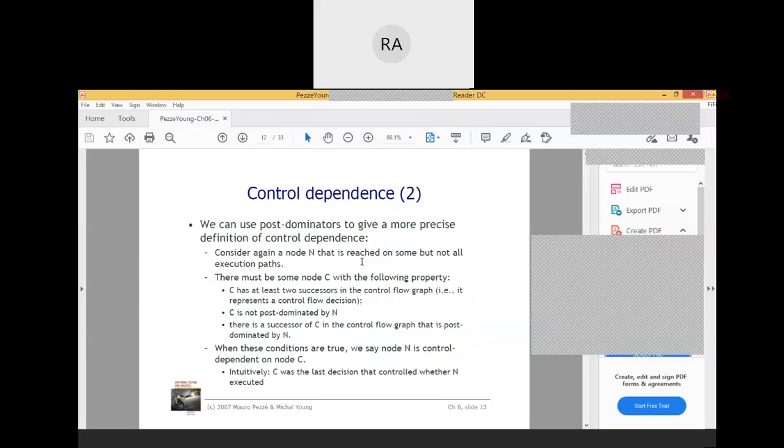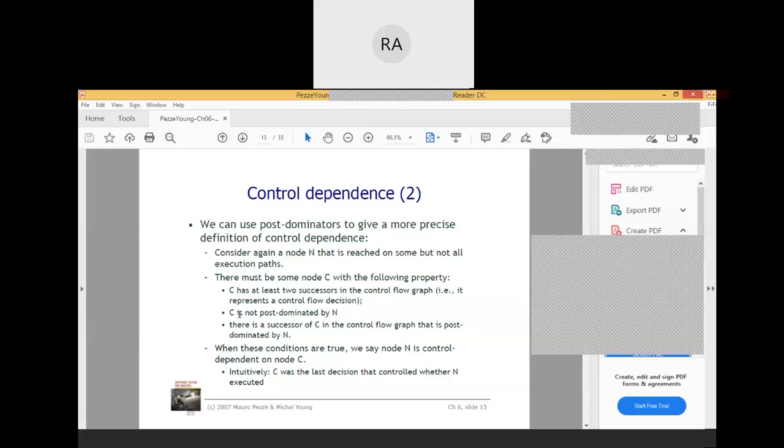After that, I have something called the post dominators. What is the exact definition with respect to the control dependency graph, CDG? Suppose I have to consider a node called N, which is reached on some but not all execution paths. If there are n paths from the root to reach N, but via certain execution paths I can reach node N, not considering all the execution paths, then there has to exist some node C with the following property.